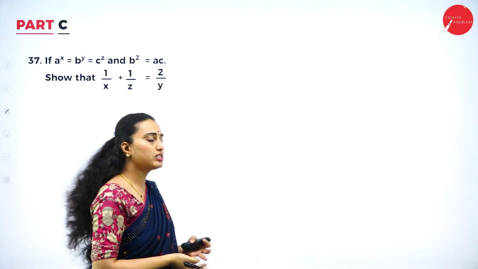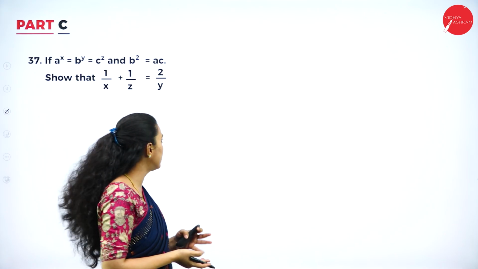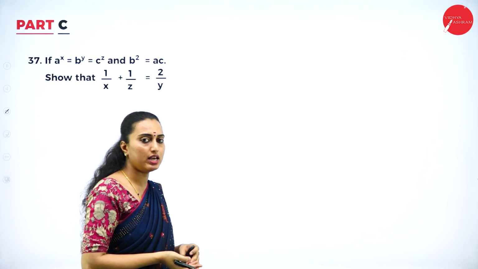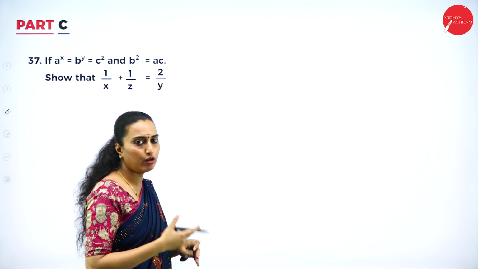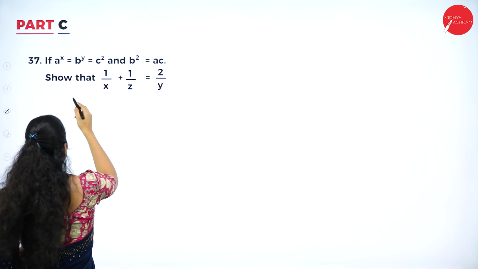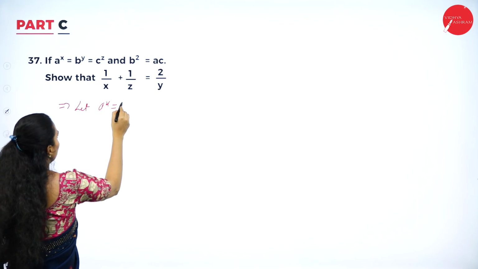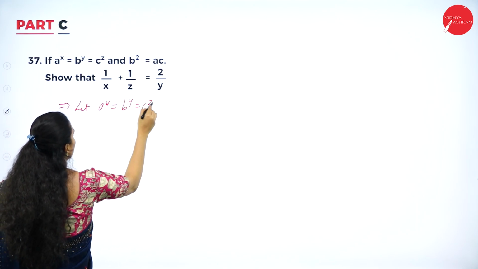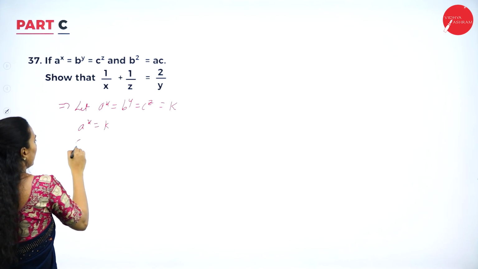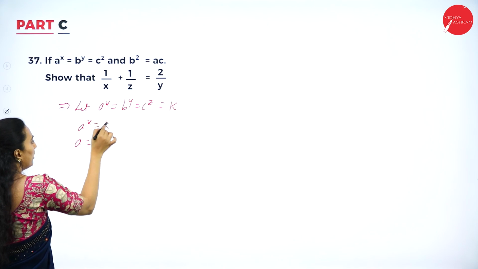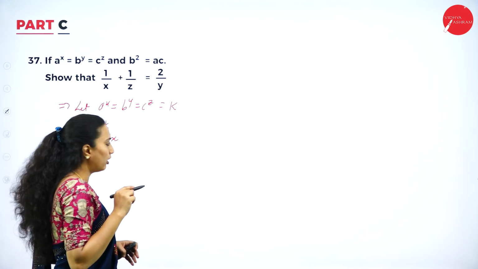If a power x is equal to b power y is equal to c power z, and b squared is equal to ac, then show that 1 by x plus 1 by z is equal to 2 by y. So this is from the theory of indices. Let me take what they have given. Let a power x is equal to b power y is equal to c power z is equal to k. Now a power x is equal to k, therefore a is equal to k to the power of 1 by x. If it is taken to that side, reciprocal will be the power.